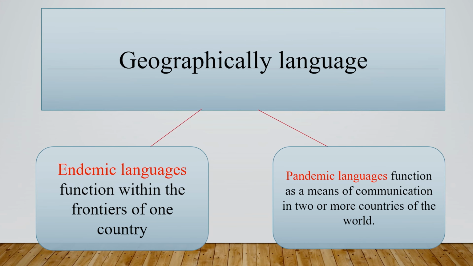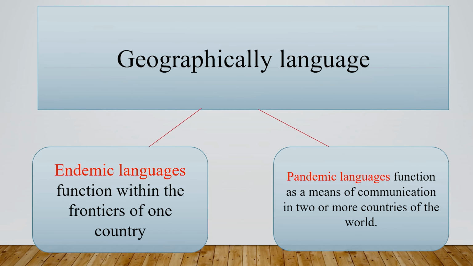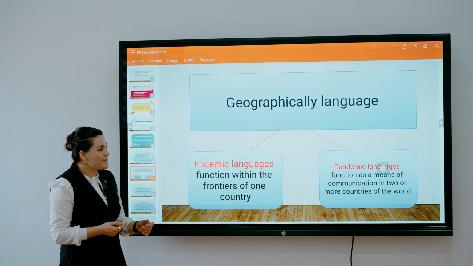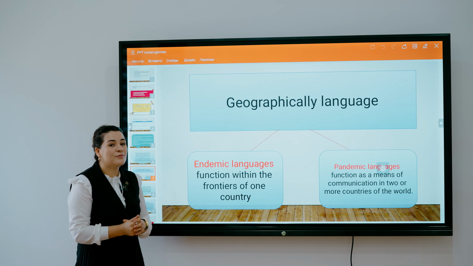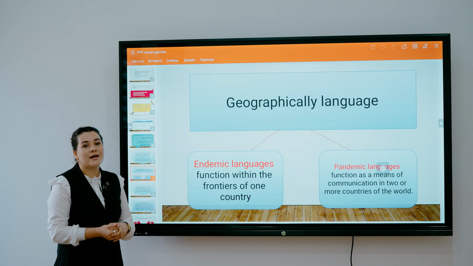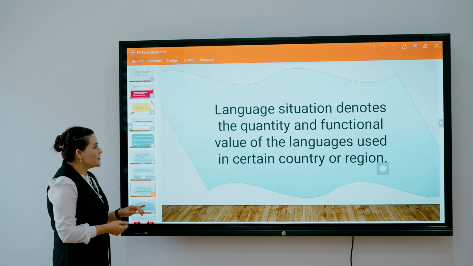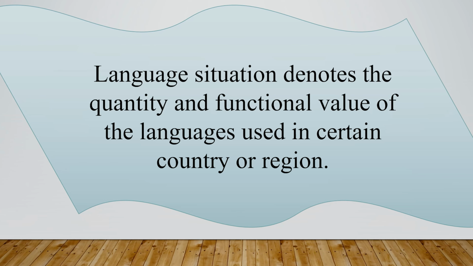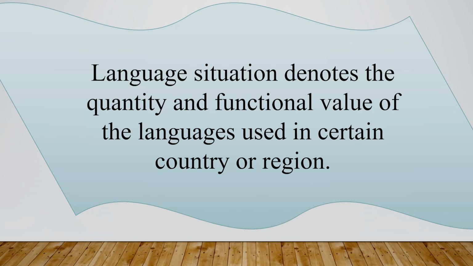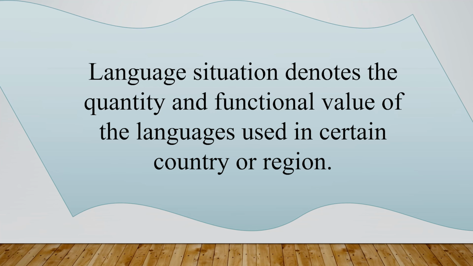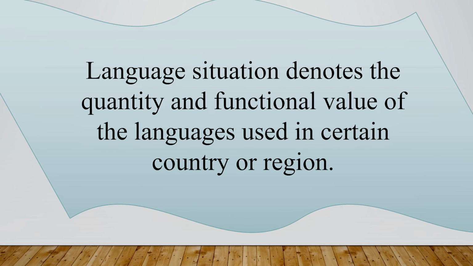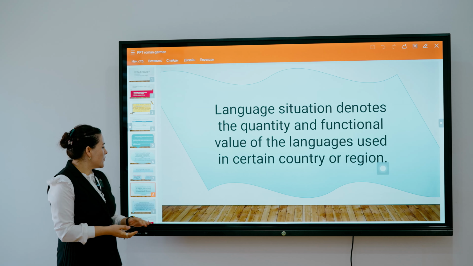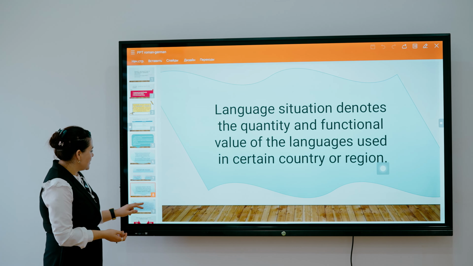Okay, what are endemic languages? Endemic languages function within the frontiers of one country, while pandemic languages function as a means of communication in two or more countries of the world. Language situation. We should know some knowledge on language situation in order to learn language carefully. What is language situation? Language situation denotes the quantity and functional value of the languages used in a certain country or region.